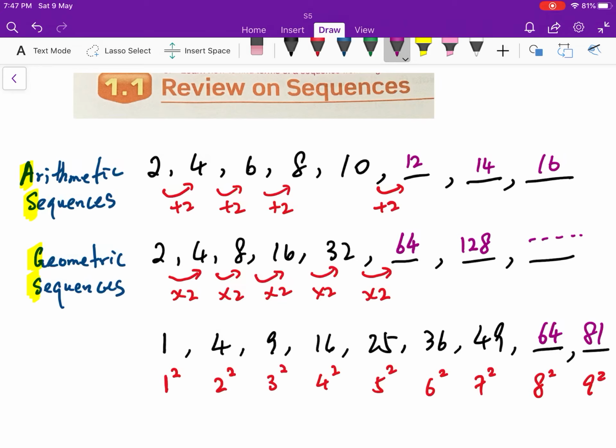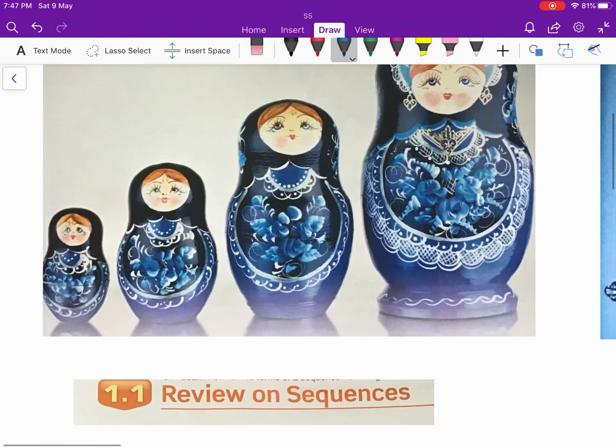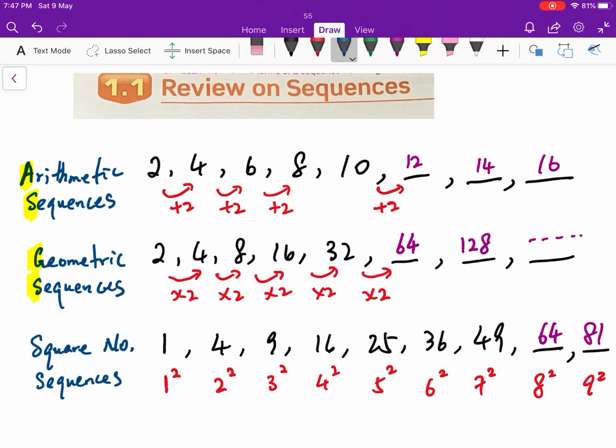Okay, so this is another type of sequence. We can call it the square number sequence. Do you still remember you learned it in Form 1? That type of number, we call it square number. So we can call it square number sequence. Okay, so you can take a look at your textbook. Your textbook just mentions arithmetic and geometric sequence. So does it matter that you need to learn the square number sequence?